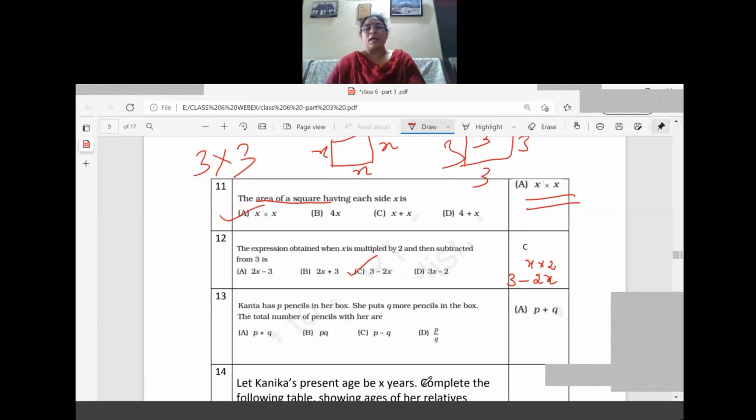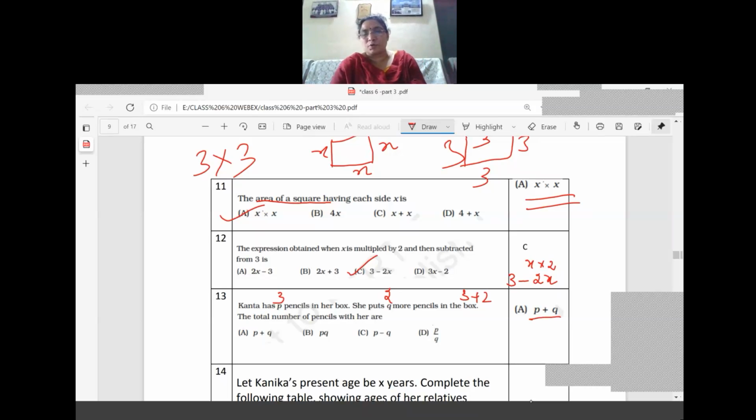Now what is the next question? Kanda has P pencils in her box. She puts Q more pencils in the box. The total number of pencils with her are? I repeat, Kanda has P pencils in her box. She puts Q more pencils in the box. What is the total number of pencils in the box? Suppose you have first 3, then she puts 2 more. What will you do? 3 plus 2 only, right? So here also it is the same question. P and Q will be added.